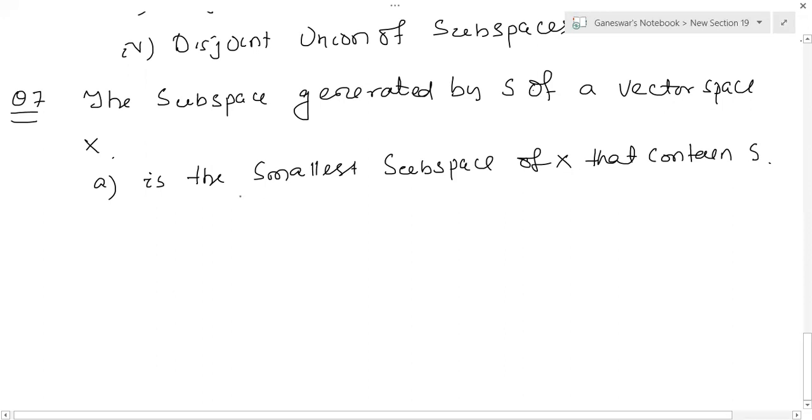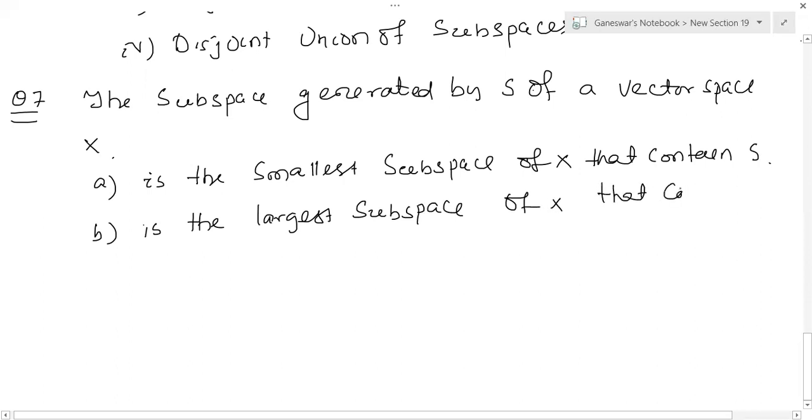Second option, B: it is the largest subspace of X that contains S.